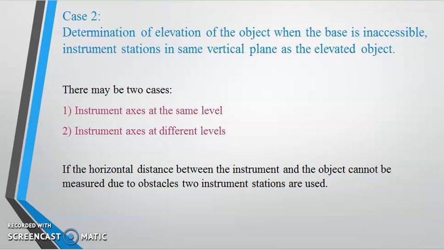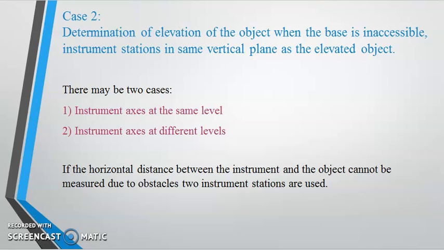Now the very important thing in this particular case is when the base of the object is inaccessible to us, we will have to use two instruments, or we will have to shift the first instrument to another position. So basically we will have two instrument stations. This is in case 2 when the base is inaccessible to us. Now there are two cases: the instrument exists at the same level and the instrument exists at different levels. It means when we place two instruments, the height of both the instruments is the same in the first case, and the height of the instrument in the second case is different.